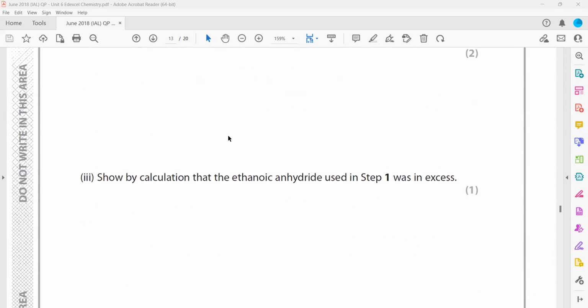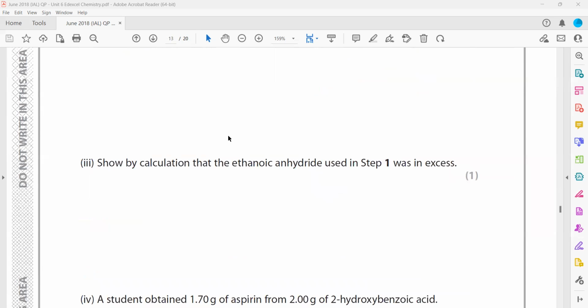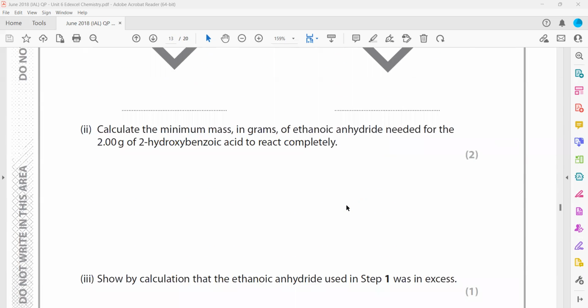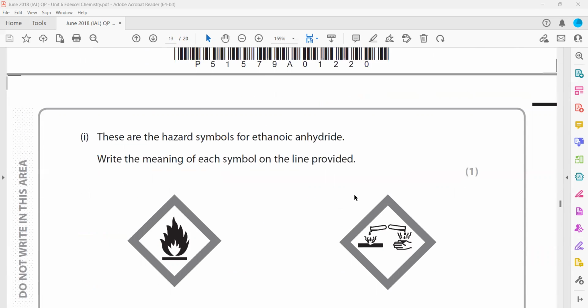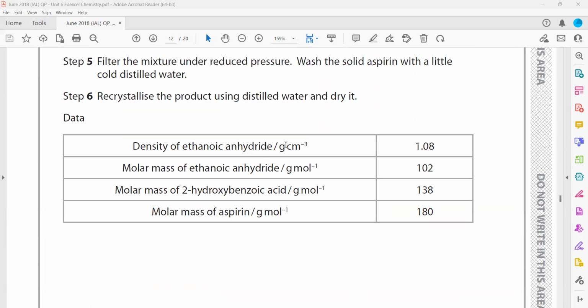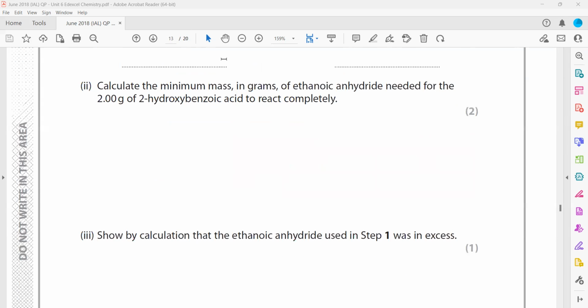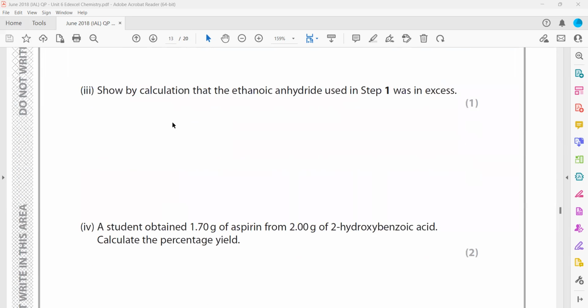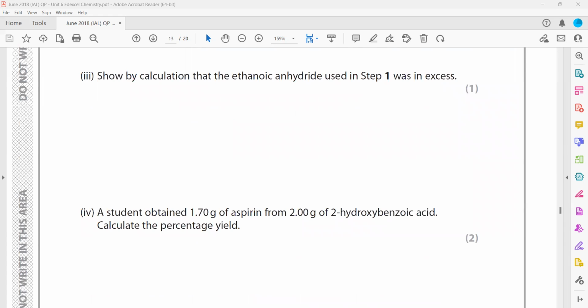And the next part, show by calculation that the ethanoic anhydride used in the experiment is in excess. Like we use more than enough. So how can we work it out? We have the density, and we already worked out the mass. So using that, we'll find the volume. And from the volume, we can compare the volume we get as the answer with how much is used in the experiment.